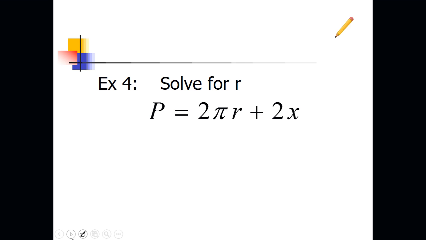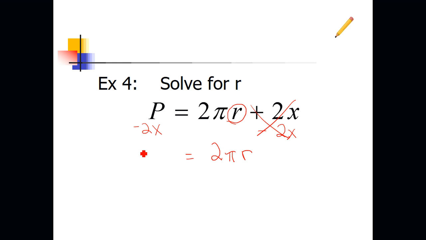All right, let's look at example 4. We're going to solve this crazy formula for r. So here's r. I'm going to notice where r is right away since that's my goal, to get him alone. To get rid of this 2x right here, let's subtract that first. So I'm going to subtract 2x. That would leave me with 2 pi r. That's the circumference formula.